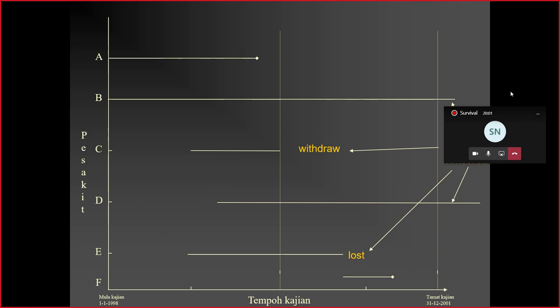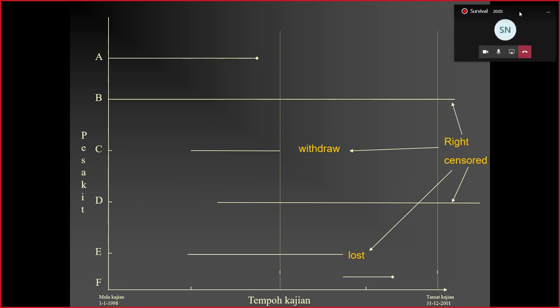Okay, inilah explanation dia. So, explanation dia, kita ada A sampai endpoint. B tak sampai endpoint. Dia sampai tamat kajian, masih lagi tak sampai kepada endpoint. So, dia censored.